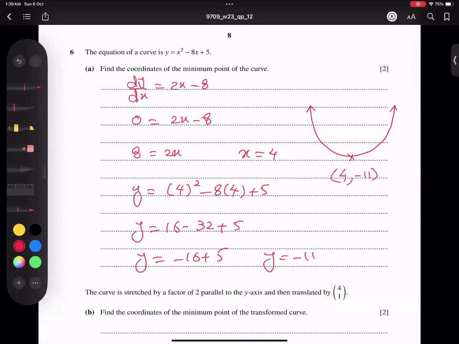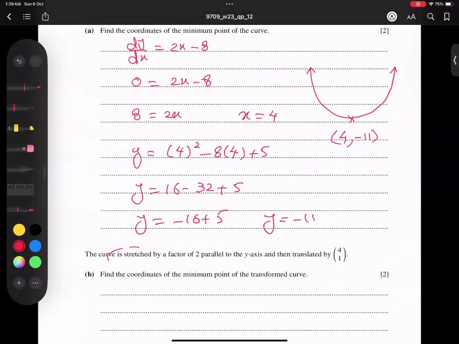Okay, what he's asking further is that this curve is stretched with a stretch factor of 2 parallel to the y-axis. So stretch parallel to the y-axis, and translate it by 4, 1. So look again, this is a stretch in the y-axis 2 times, so it means it will go upwards. The y coordinate will change, but the x coordinate will not change. And then 4, 1, so 4 rightwards and 1 upwards.